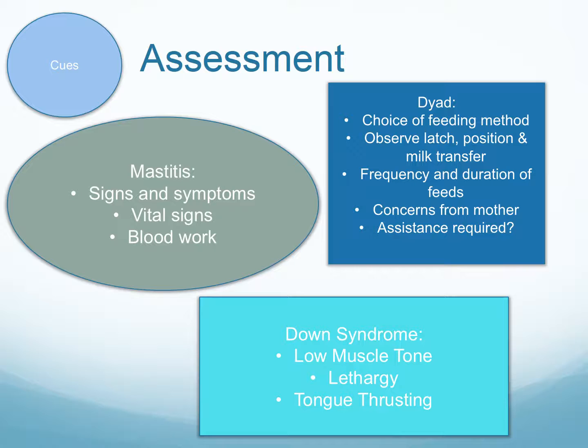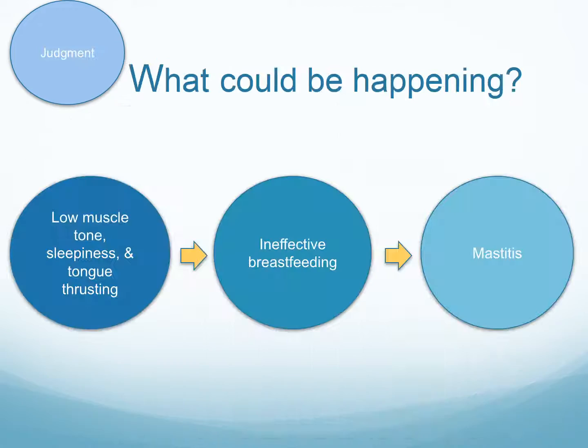We should also assess the mother and infant as a whole. Initially, one should determine the mother's feeding method of choice and support her in that decision. If breastfeeding is the method of choice, the nurse should thoroughly observe the latch and position of the infant, as well as signs of good milk transfer. The nurse should also ask the mother how often the infant is being fed and for how long. The mother should be given a chance to voice any concerns, and the need for assistance should be assessed.